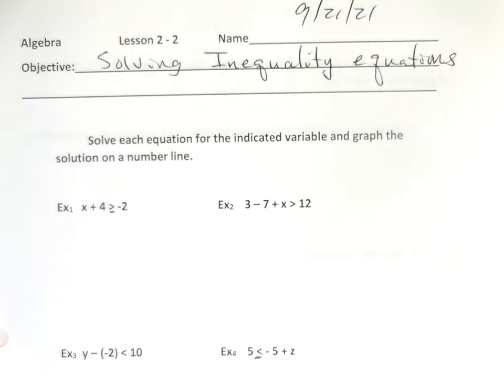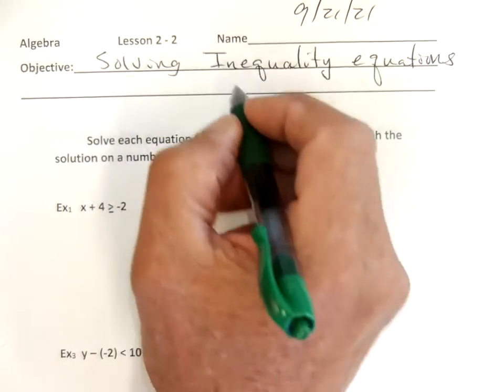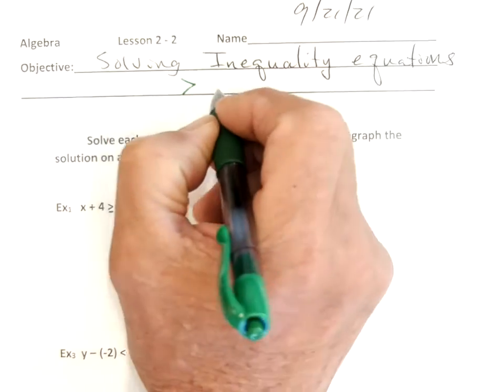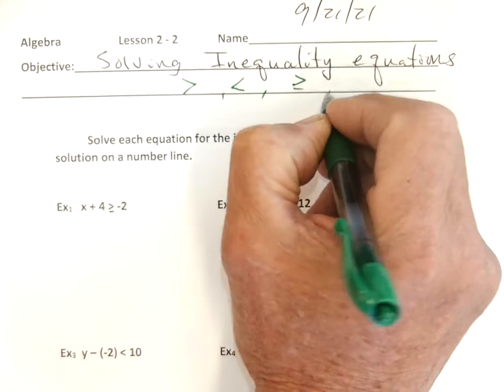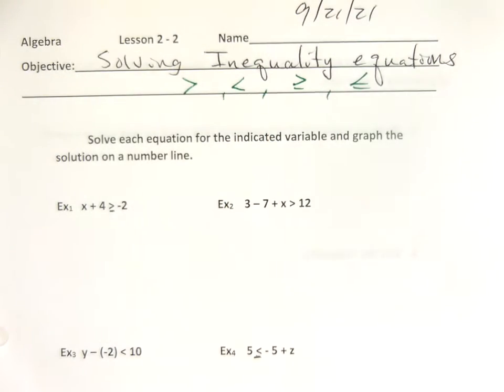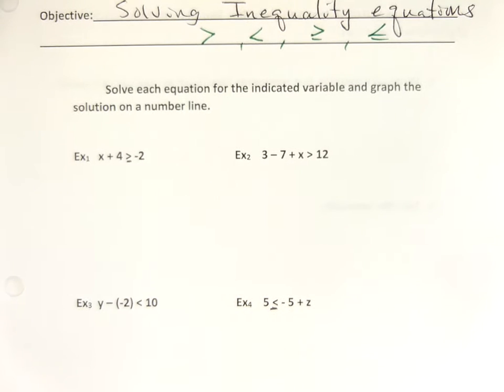So when we look at these, we're really looking for equations that have these symbols in them: greater than, less than, greater than or equal to, and less than or equal to, okay? Because there's lots of answers, that's why the number line is so helpful, because there's going to be an infinite amount of answers.